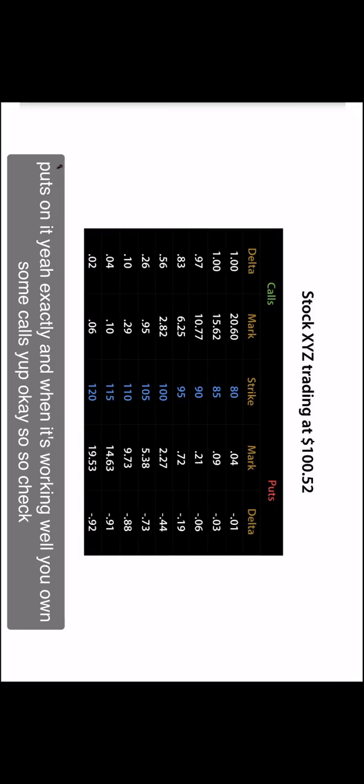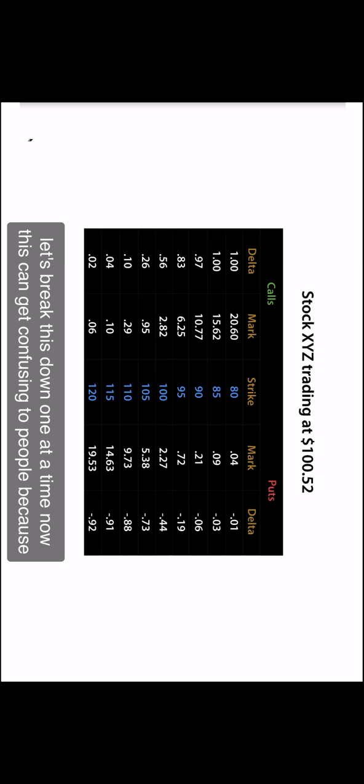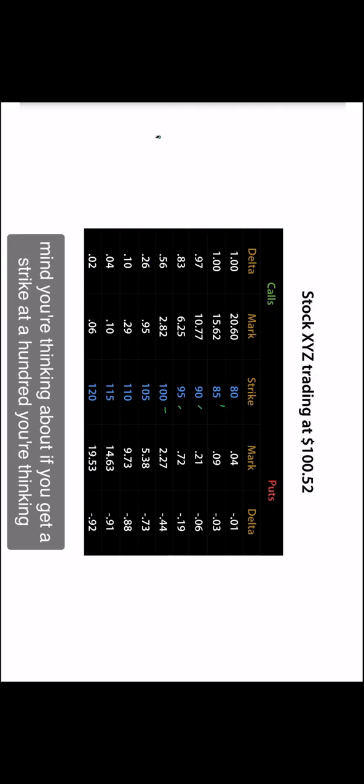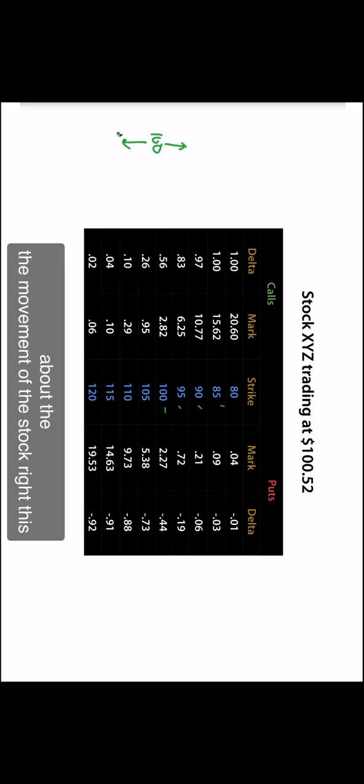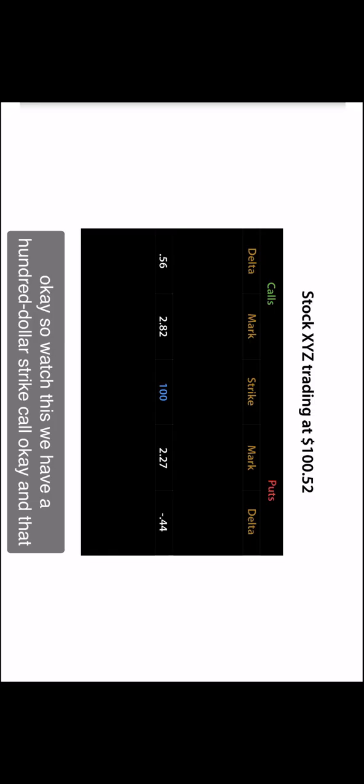Yeah. Okay, so check this out right here. So we're doing delta. So let's hit the call side first, and let's break this down one at a time. Now, this can get confusing to people because there's all these different strike prices, and you're in one part of your mind, you're thinking about, if you get a strike at 100, you're thinking about the movement of the stock, right? This does not represent stock movement. We're going to take these one at a time. Watch.